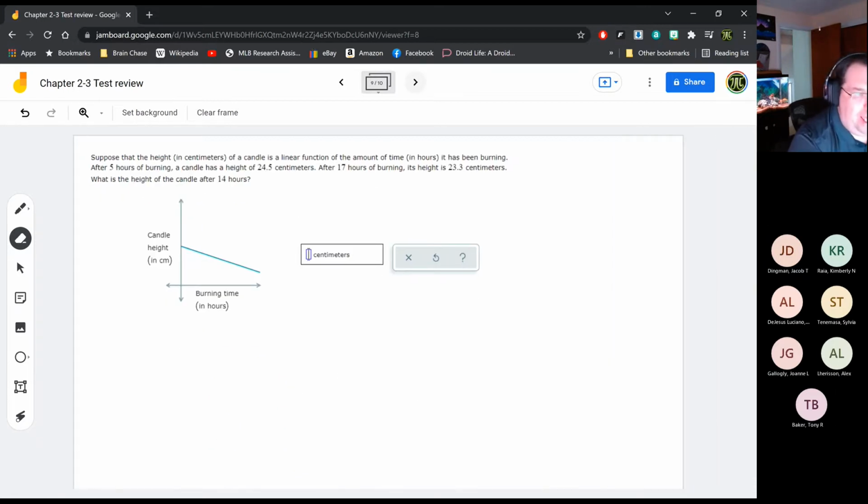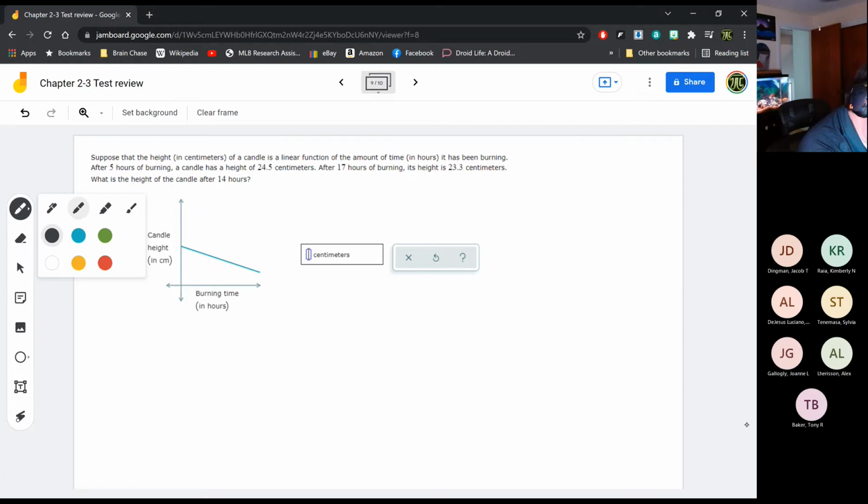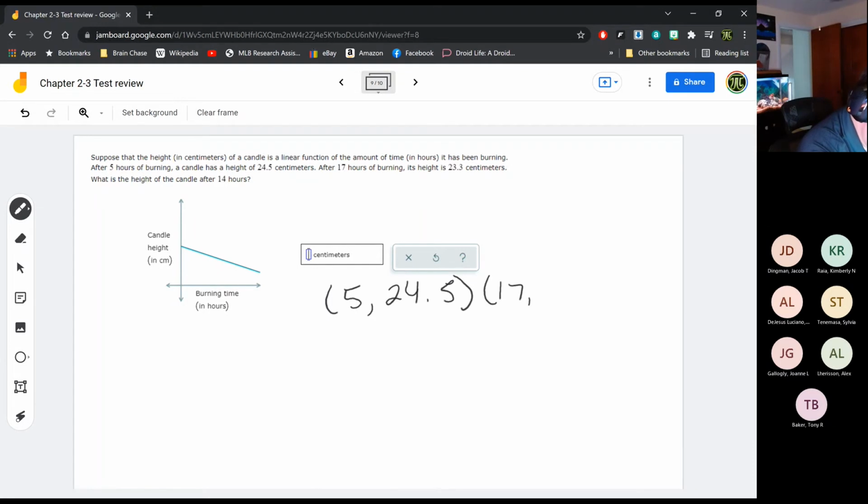This is the word problem where we have to come up with the actual answer. So this is the one where we find the slope, and then we use the point-slope equation to solve and find the actual number. In this problem, I've got my 2 points. My first point is 5 and 24.5, and my second point is 17 and 23.3.